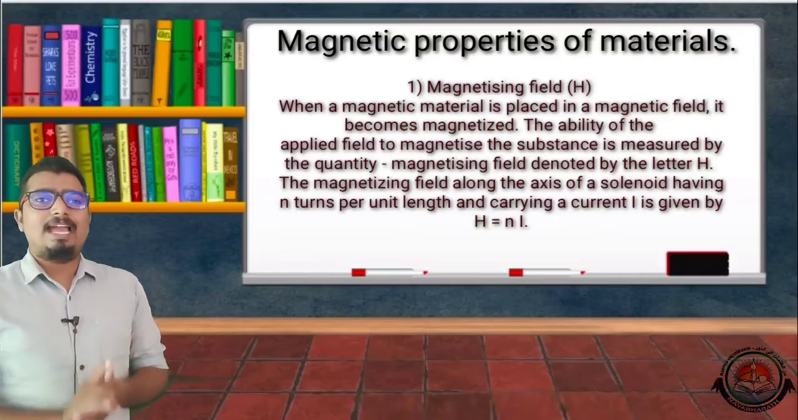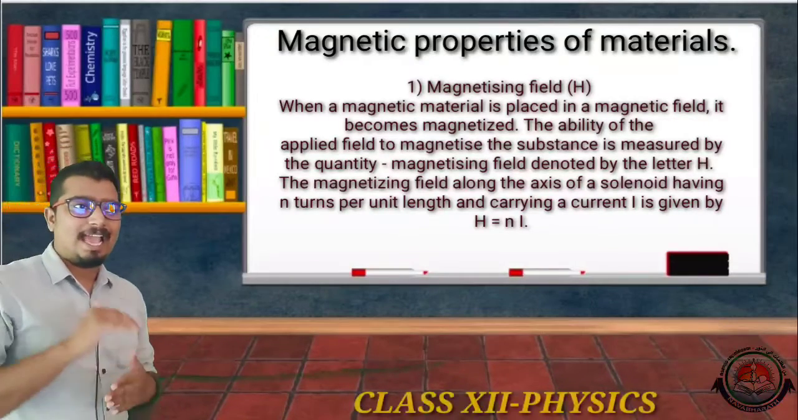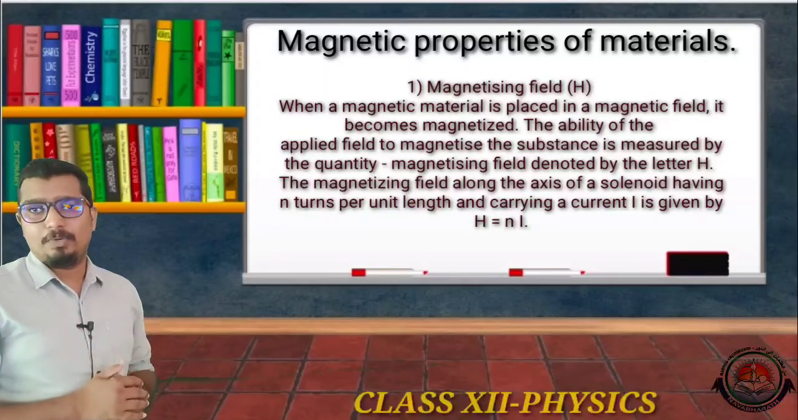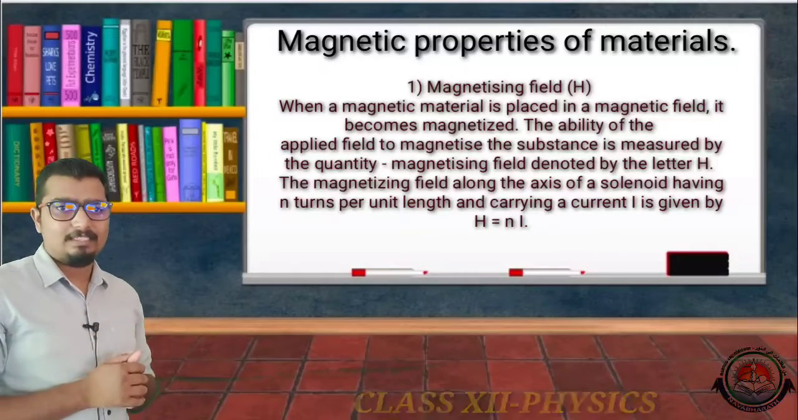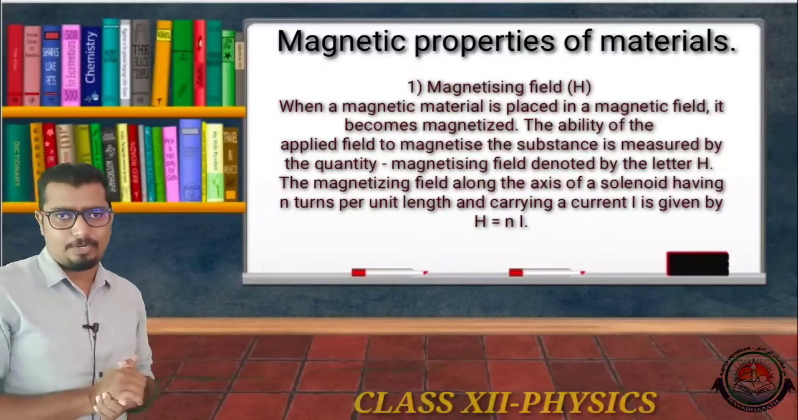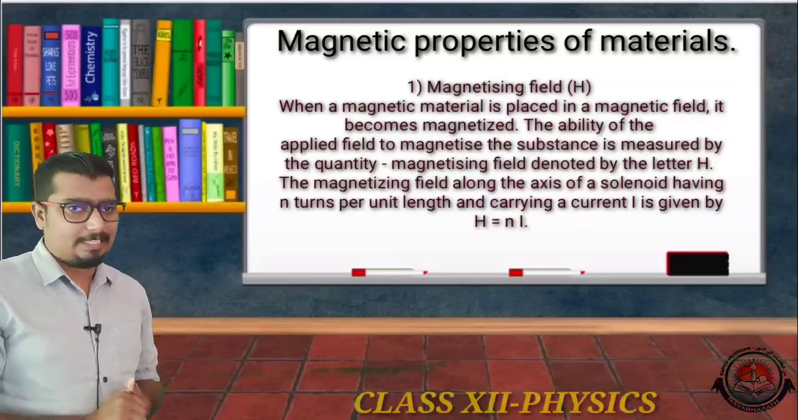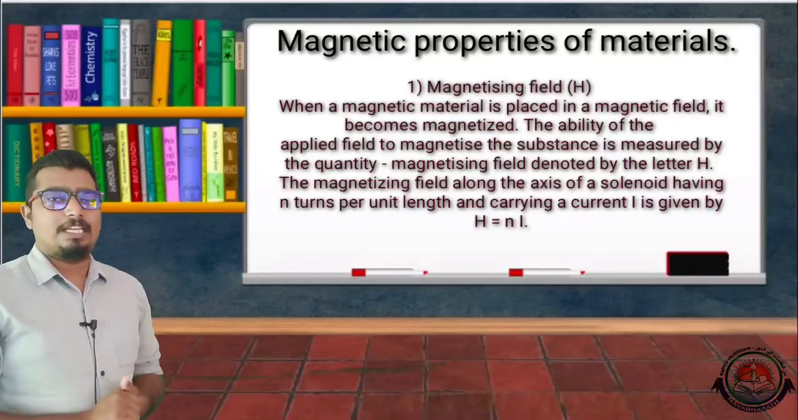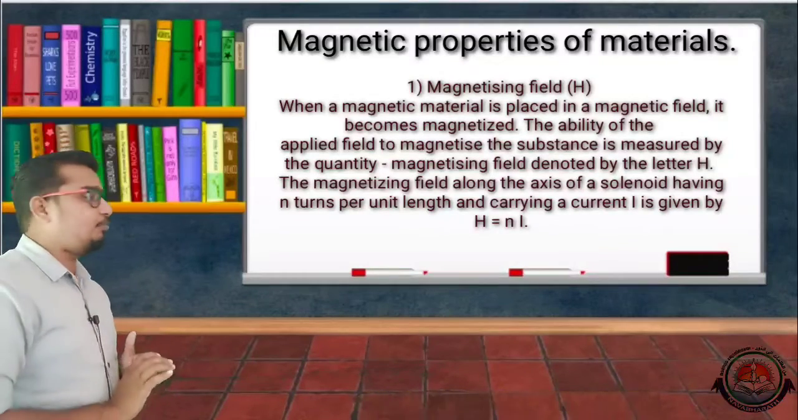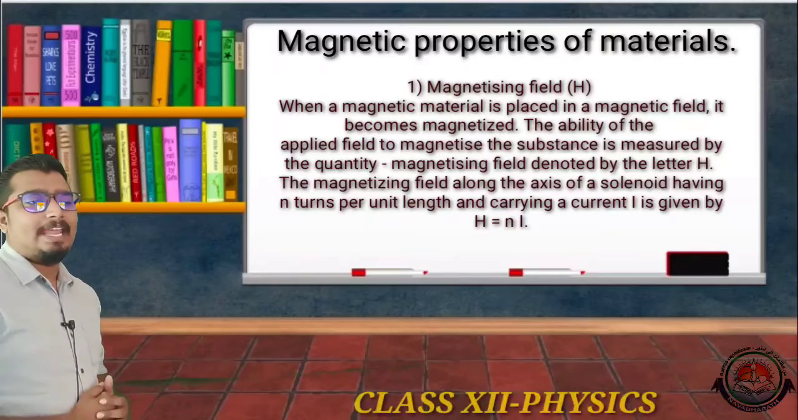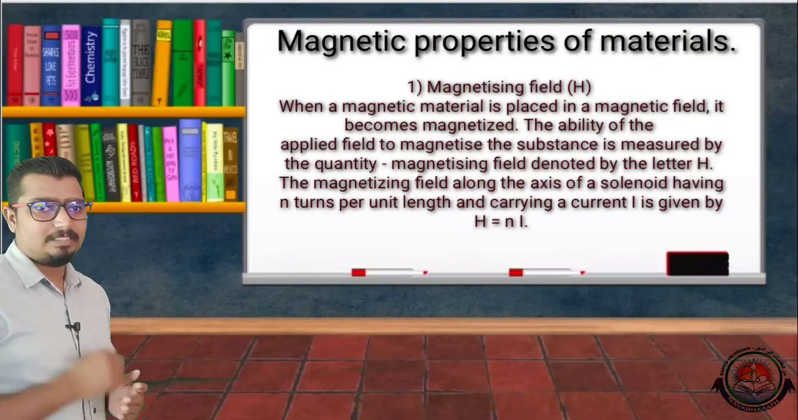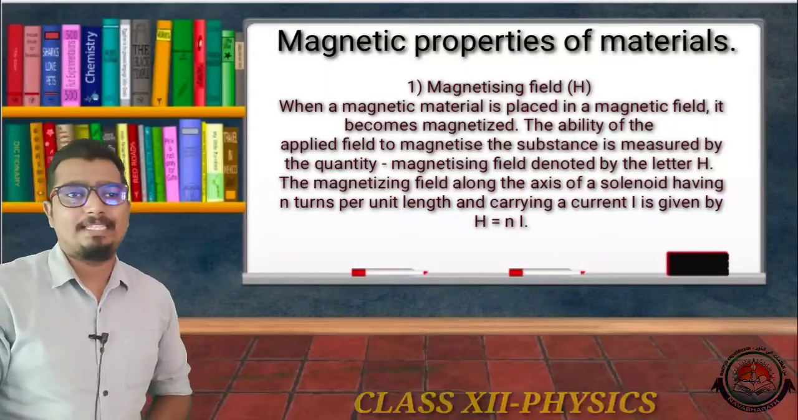The magnetizing field along the axis of a solenoid having n turns per unit length and carrying a current I is given by H equals nI. Let us consider a solenoid having n turns per unit length and carrying a current I. Then the magnetizing field H equals nI. This is the first property, the magnetizing field.